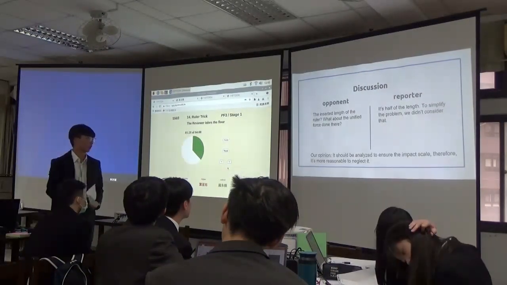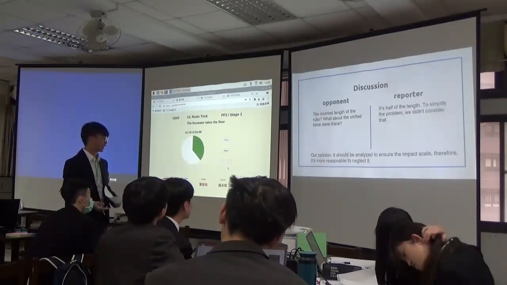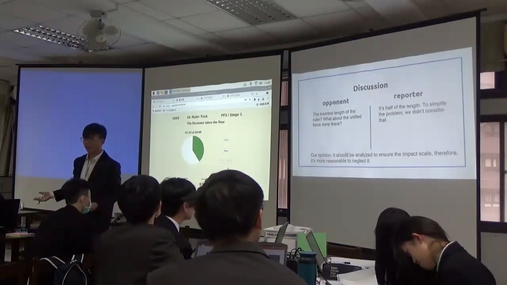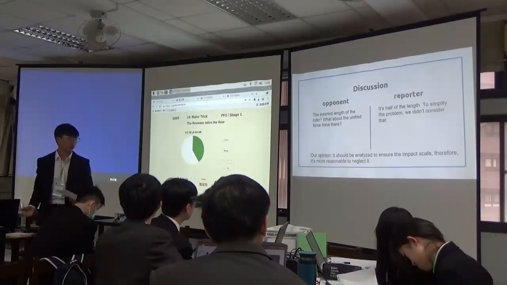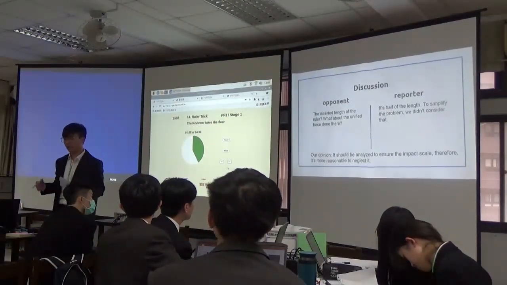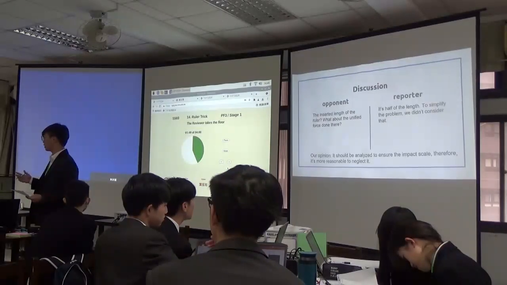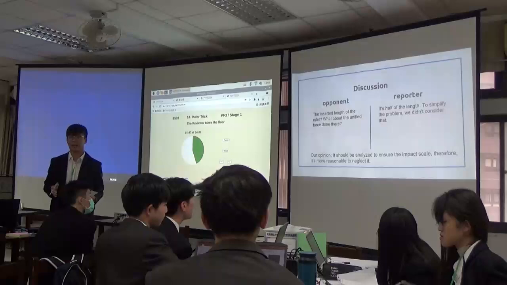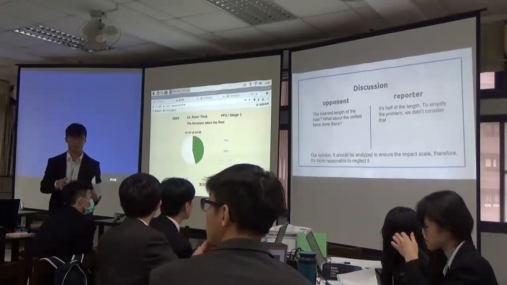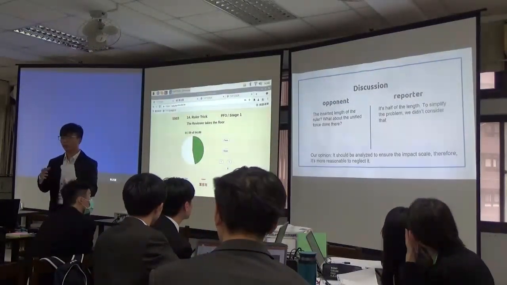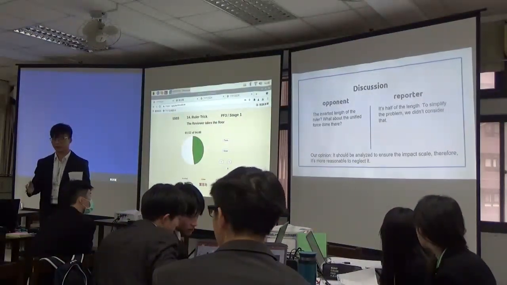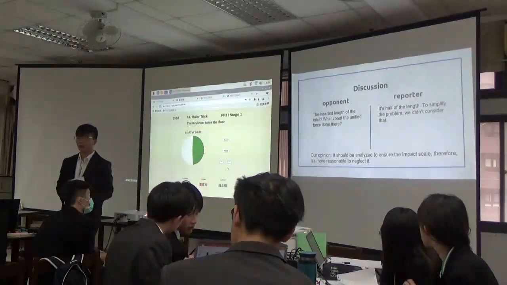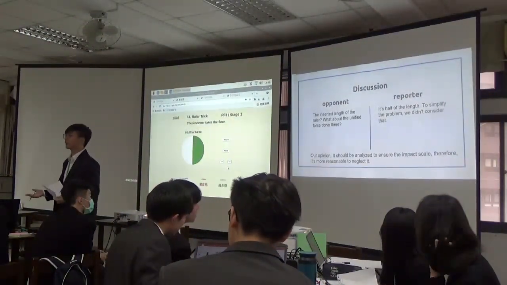For the discussion, the opponents asked about the inserted length of the ruler and whether that would be a factor. The reporter, in order to simplify the problem, did not take that into consideration. But our opinion is that the inserted length would affect the whole force, like the value of the creating force. We all think that will change it, so I think they should take it into further consideration.